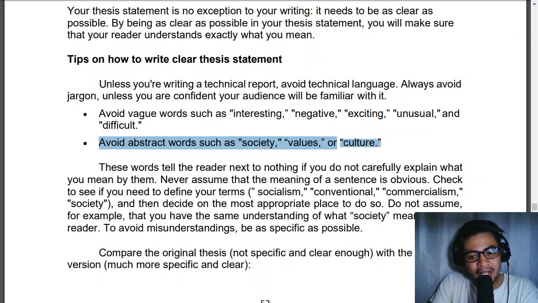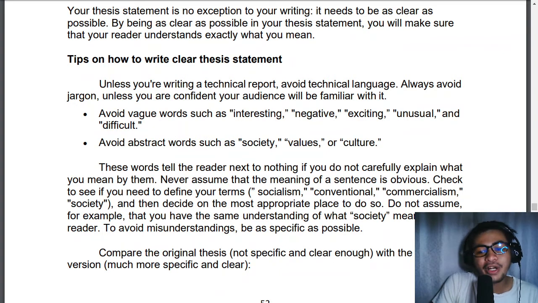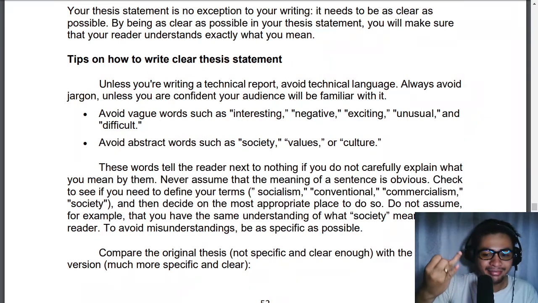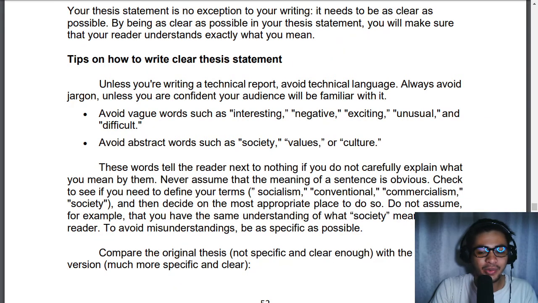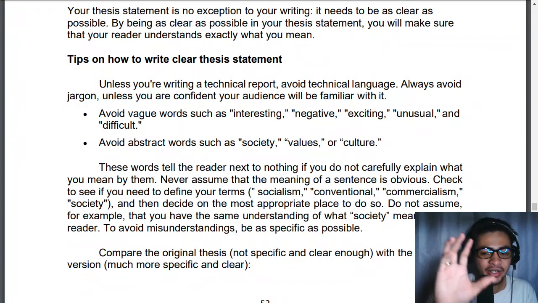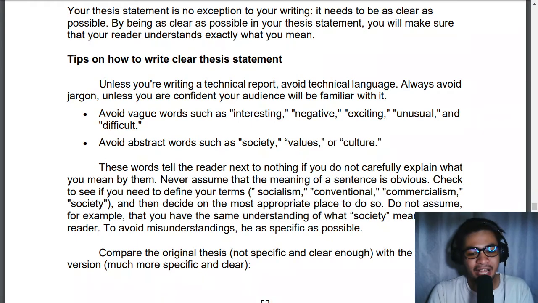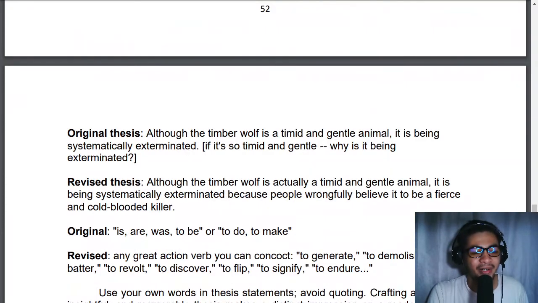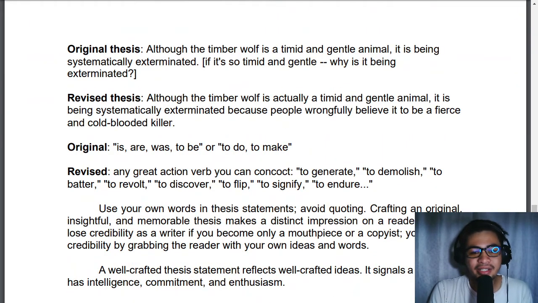Because each person, each expert has a different understanding of these words. So refrain from using abstract words. Words like love and hate, refrain from using those words because each person or each field of specialization has a different understanding of those words. These are the techniques on how you're going to write your thesis statement. So at least you have your guide on how to write your thesis statement.